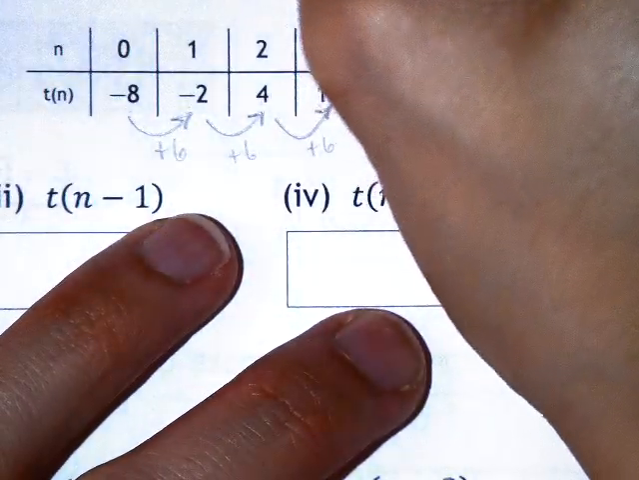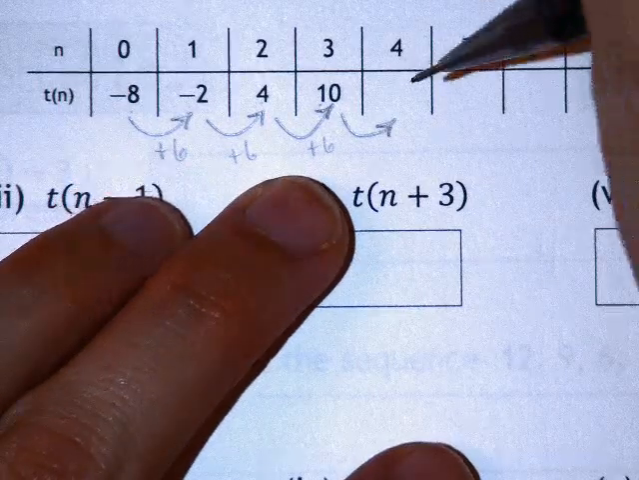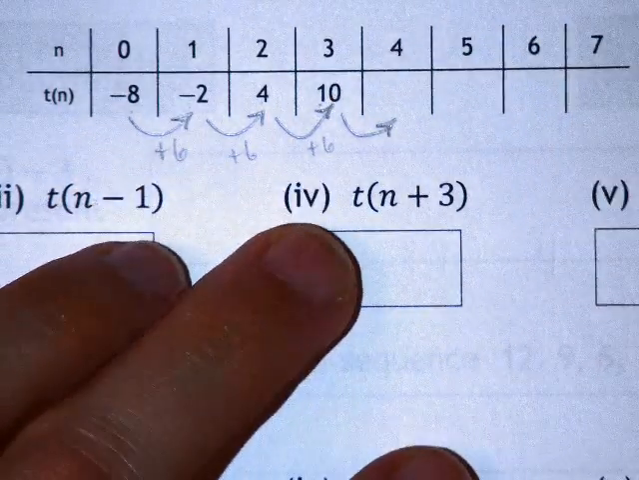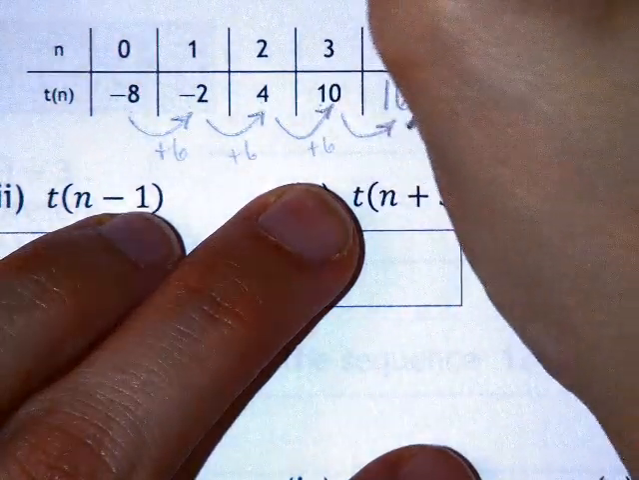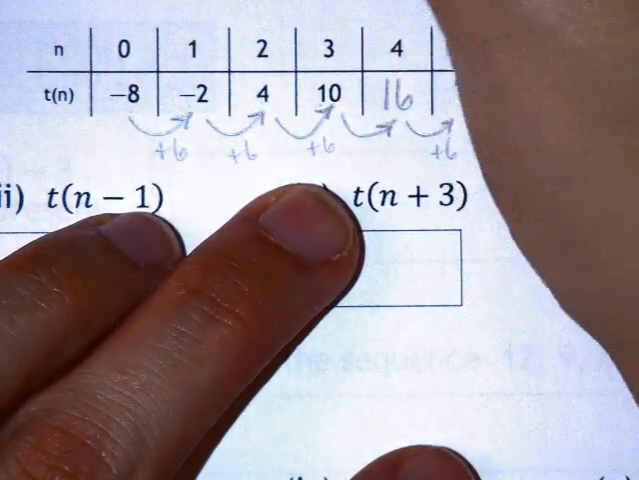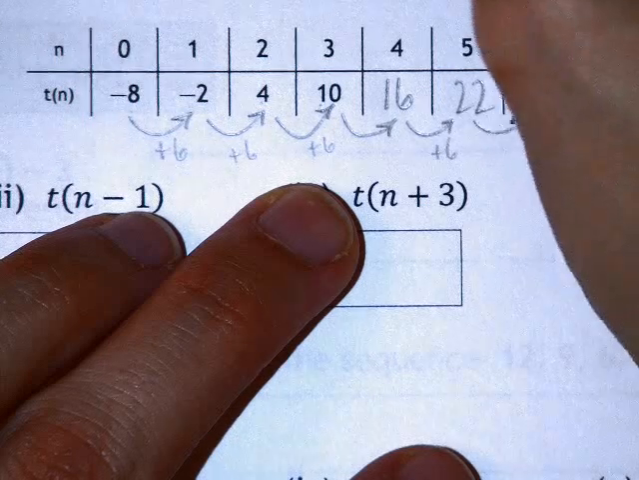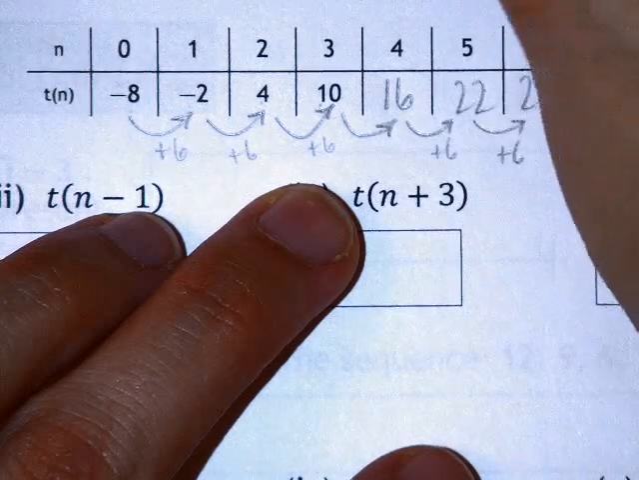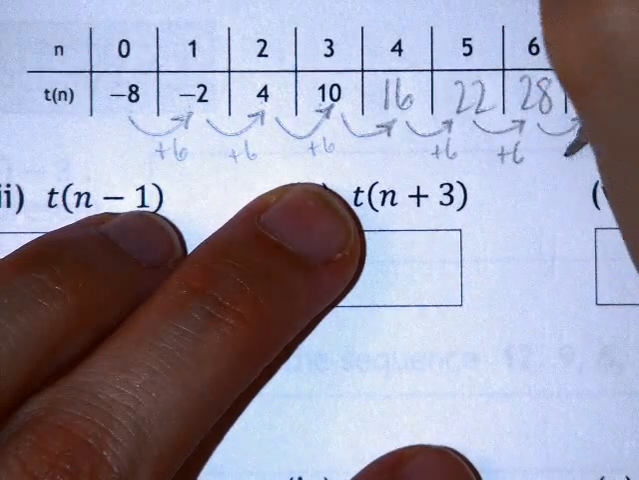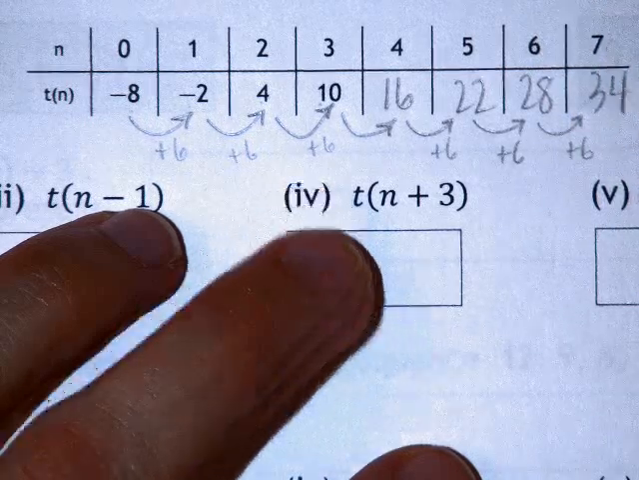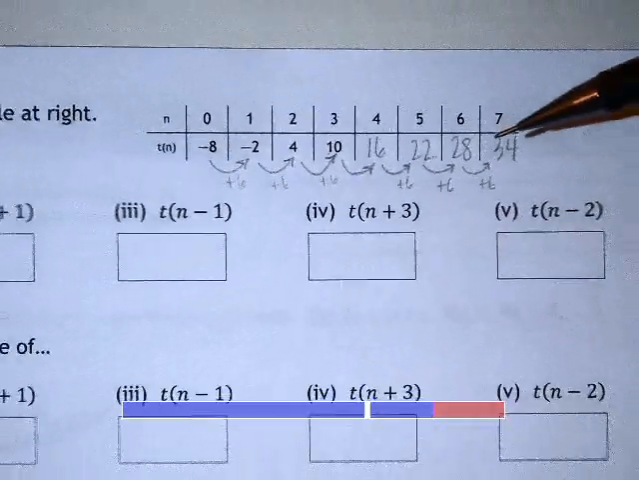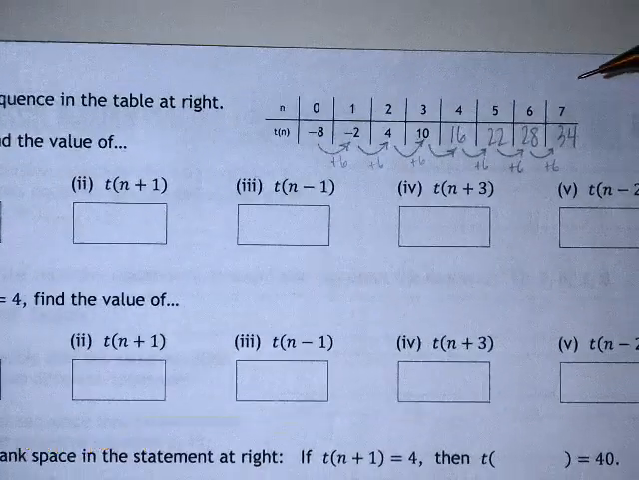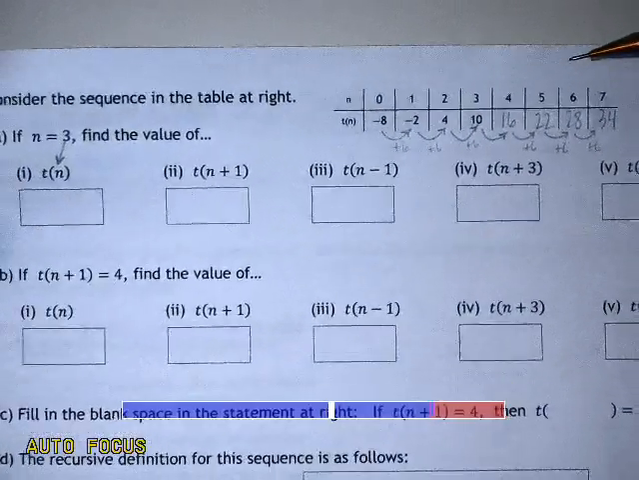And if plus 6 is definitely the pattern, then we can keep that pattern going to fill in more terms. 10 plus 6 would give us 16, and then 16 plus 6 would give us 22. 22 plus 6 would be 28, and 28 plus 6 would be 34. So now that I have all the numbers, I feel a lot more confident that I can tackle this question with all the information that I need at my fingertips.